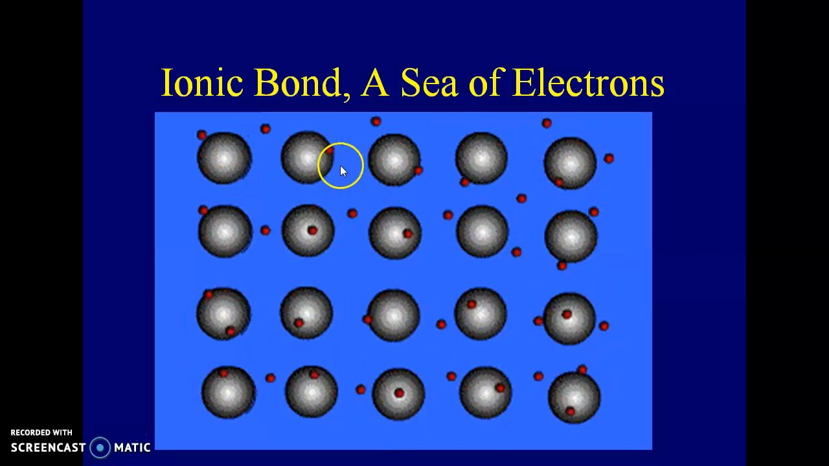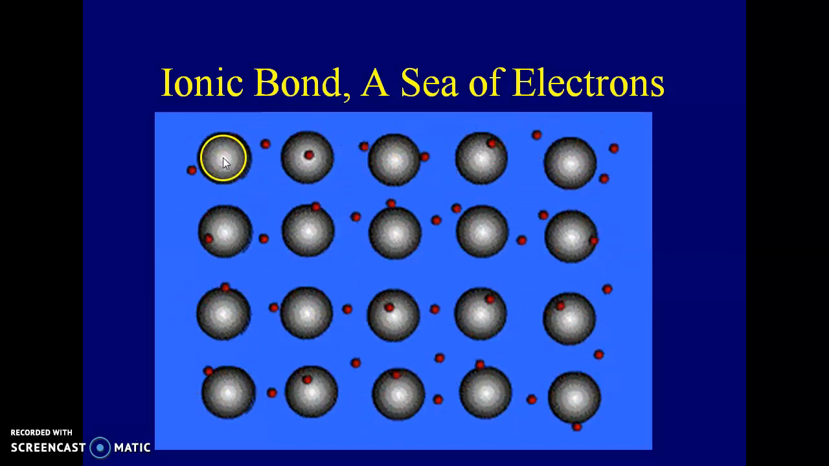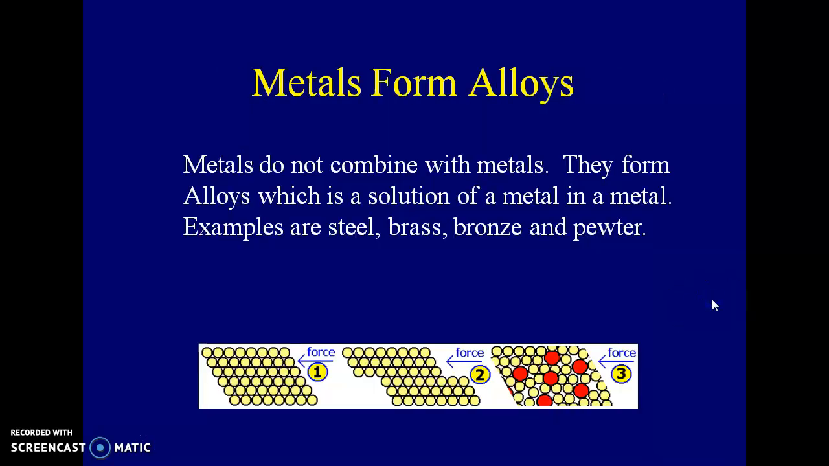This is a metallic bond, a sea of electrons. This is the nucleus, and around it electrons are present. Metals form alloys.